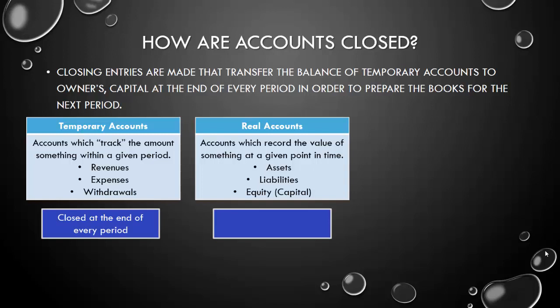So these temporary accounts are going to be closed at the end of every period, and I'll get into the how of that in a second, while these real accounts, or assets, liabilities, and capital accounts, are not closed at the end of every period, because there is some other way that they're going to come off our books or change eventually.